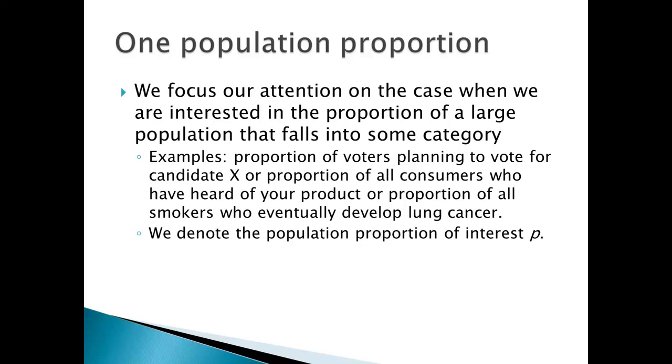We're focusing our attention on one population proportion, on the case when we're interested in the proportion of a large population that falls into some category. So the proportion of voters planning to vote for a candidate, or the proportion of all consumers who've heard of your product, or the proportion of all smokers who eventually develop lung cancer. And the symbol we use to talk about that population proportion that we're interested in is lowercase p.